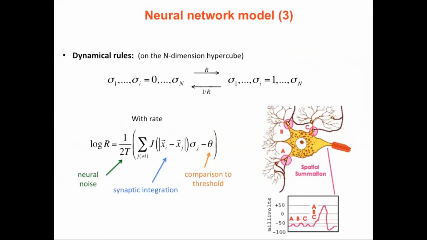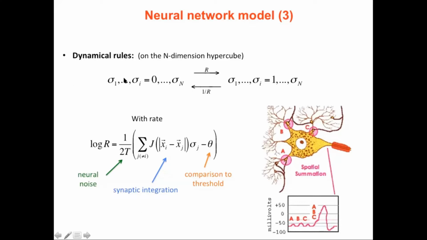So suppose I am on the left activity configuration here, where neuron number I, sigma I, is in the 0 activity state. That means neuron I is silent at this particular time. So what I will define is some specific dynamical updating rule, which will move from sigma I equal to 0 to sigma I equal to 1 with some rate, which is a probability per unit of time, R. And it will move back from this right configuration to the left one with probability per unit of time 1 over R. So R here is a positive number.